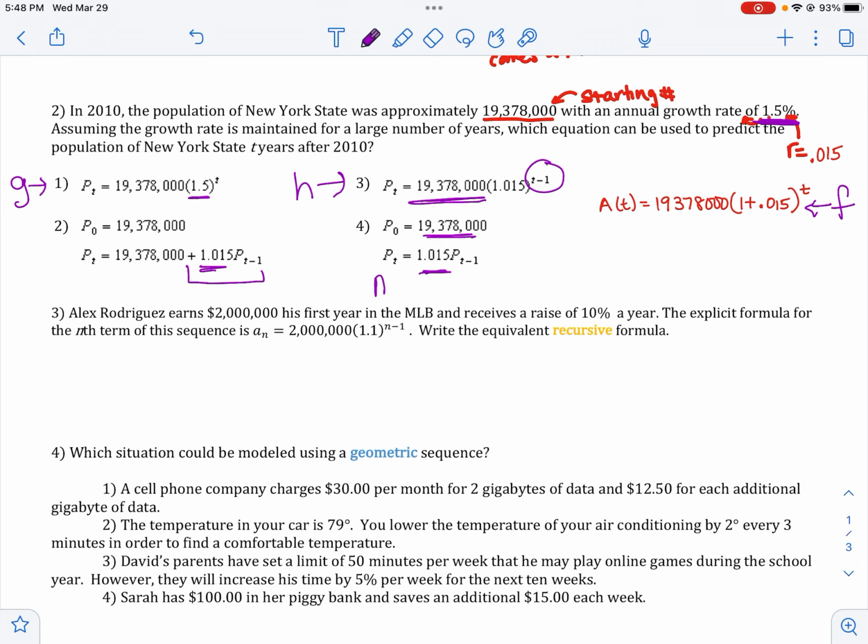So if I actually took to get that the next equals the 1.015 times the previous, it's going to give me the same thing. If I multiply that by 1.015, it'll give me the second number in this list, and so on.